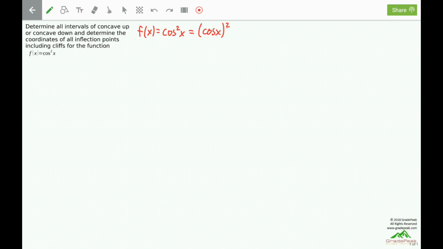cosine of x first and then quantity squared. Cosine x is a trig function with no denominator. All terms are in the numerator here, so the domain will be all real numbers, or negative infinity to positive infinity.